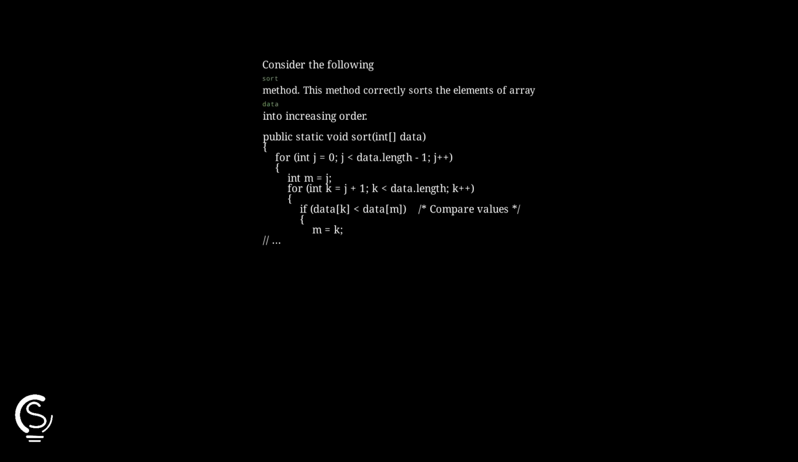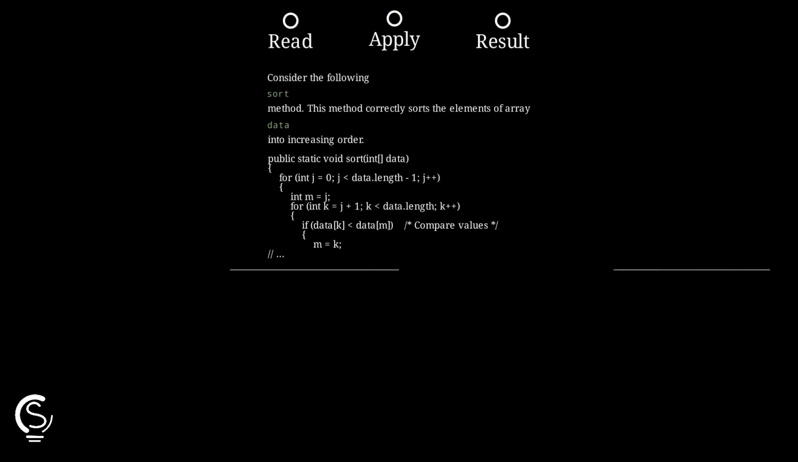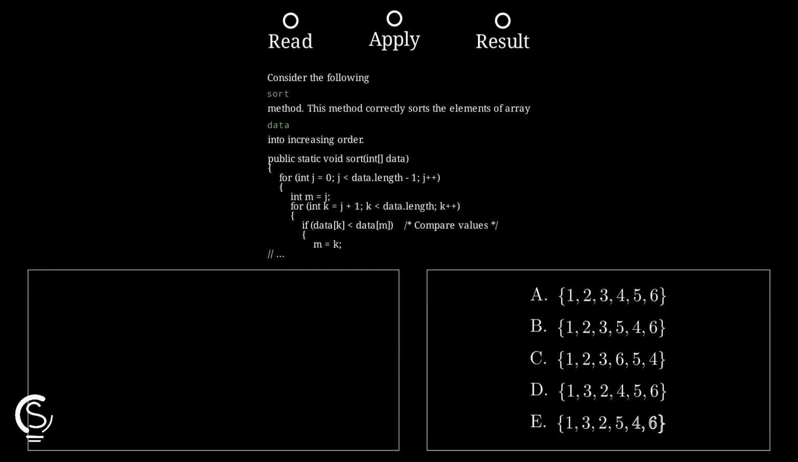Let's go! This method implements selection sort. On each pass of the outer loop, it finds the smallest element in the unsorted portion of the array and swaps it into position J. Start: 6, 3, 2, 5, 4, 1.